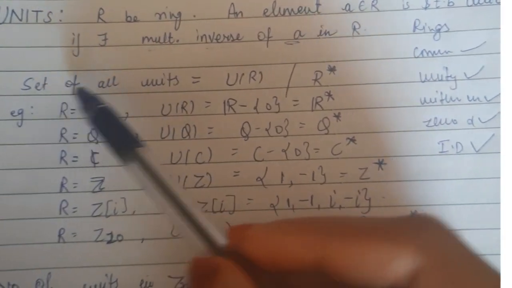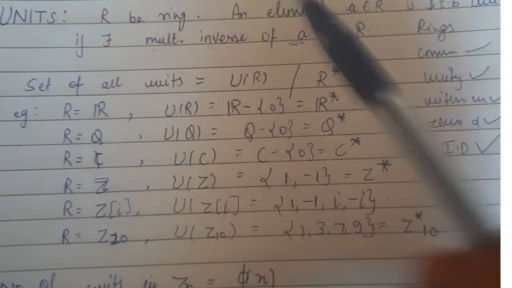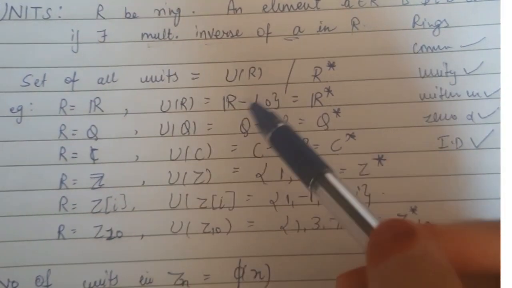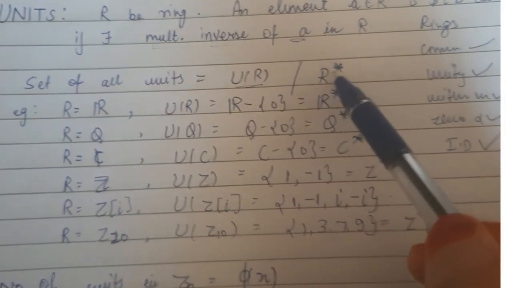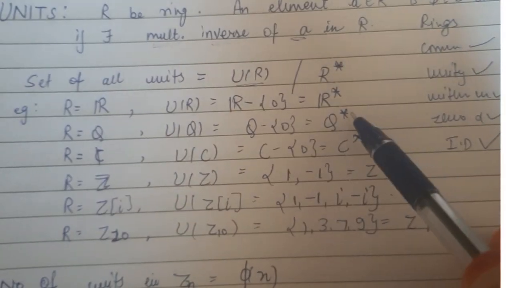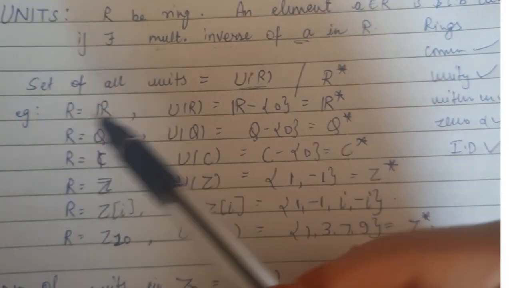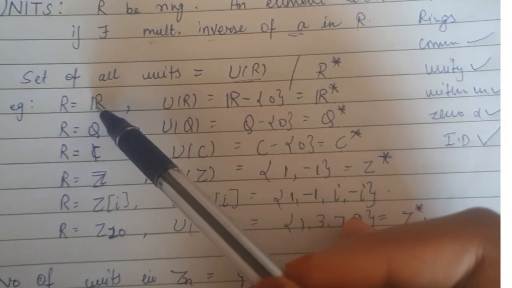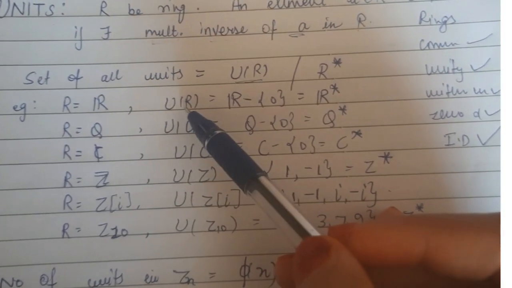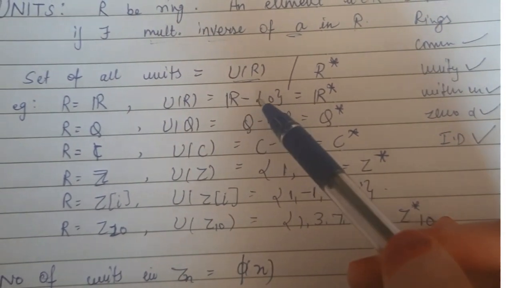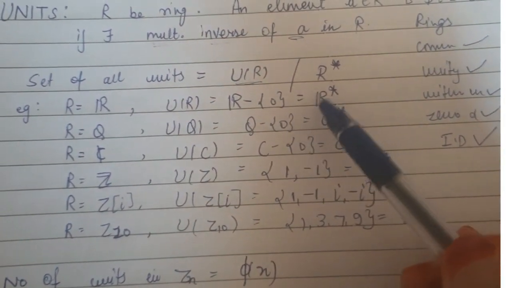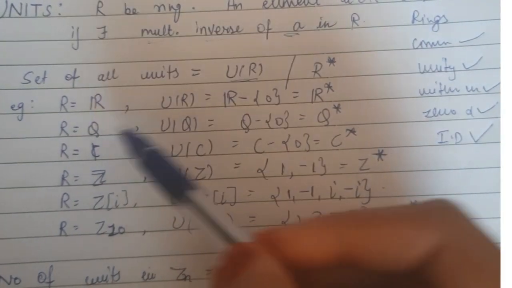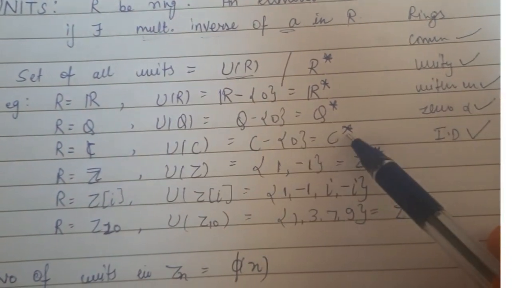Second, the set of all units: if there is a ring and there are some units, then the set of all those units will be called U(R), or we can write the ring with a star symbol over it. Let's take examples. If the ring is the set of real numbers, then U(R) will be the set of real numbers minus 0, which is denoted by R star. Similarly for Q, it will be Q star. For C, it will be C star.